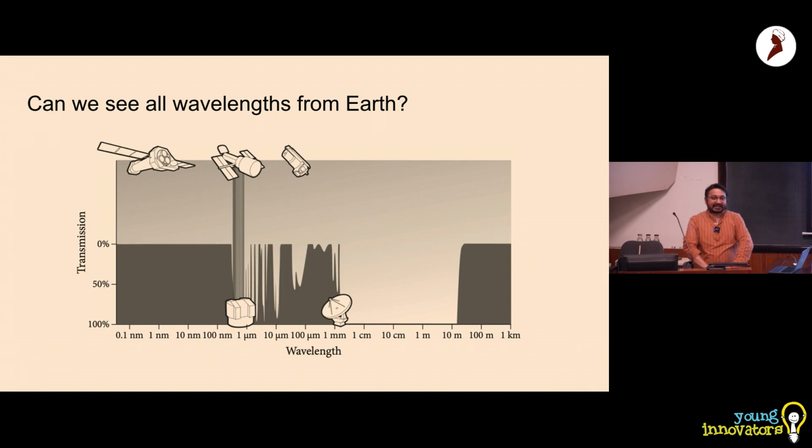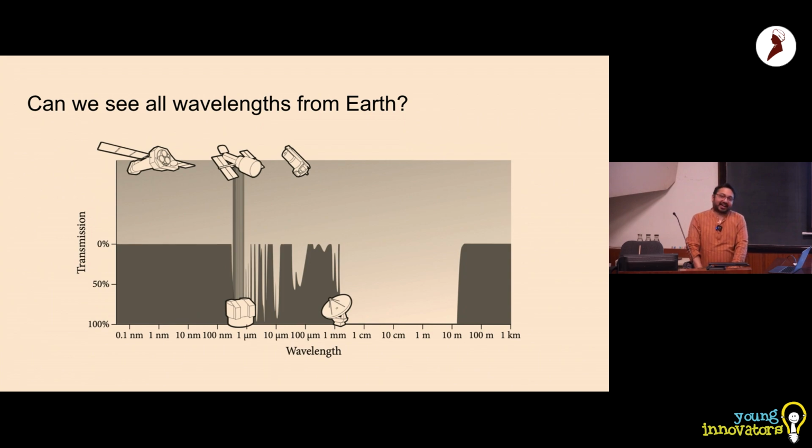Like you have heard ISRO flying satellites all the time, especially for astronomical observations. Why is that? And you have a dedicated talk maybe tomorrow. Why can't we see everything from the Earth? Why do we have to launch space missions?